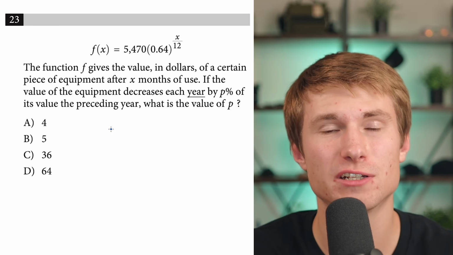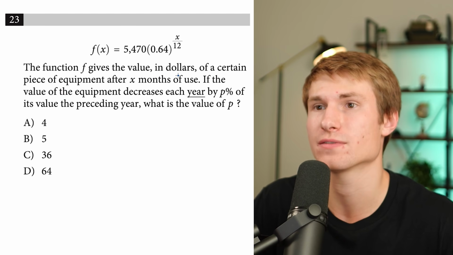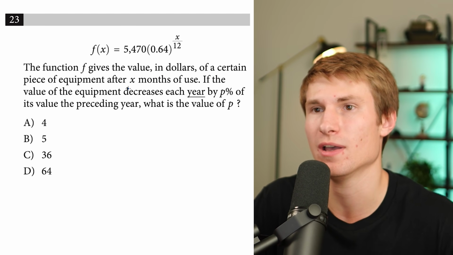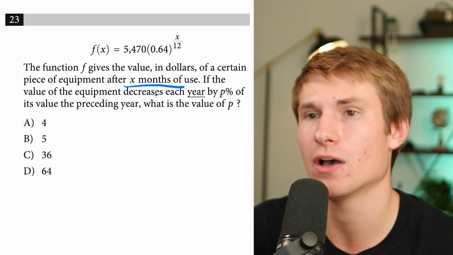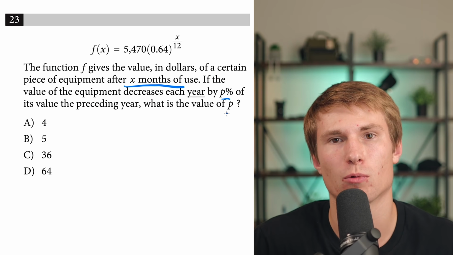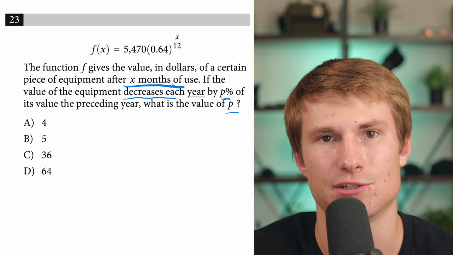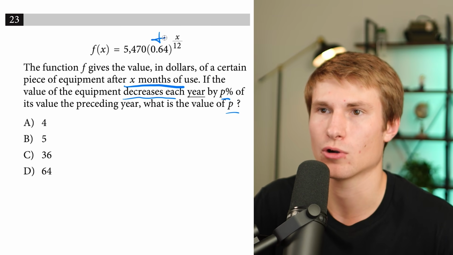Here's something you need to know about the formula for exponential growth on the SAT. Question 23 states the function f gives the value in dollars of a certain piece of equipment after x months of use. If the value of the equipment decreases each year by P% of its value the previous year, what is the value of P? Now, keep in mind, we're talking about how much it decreases each year.